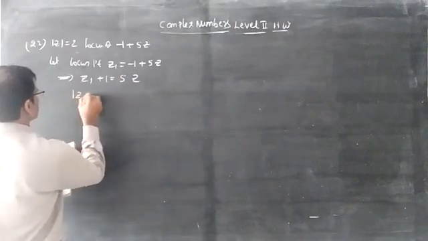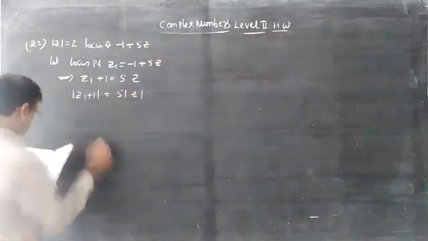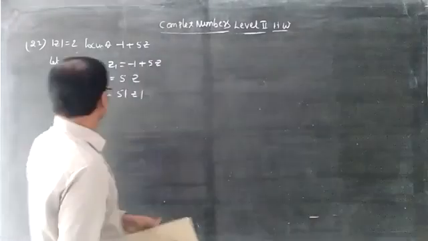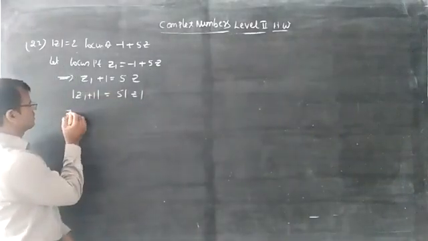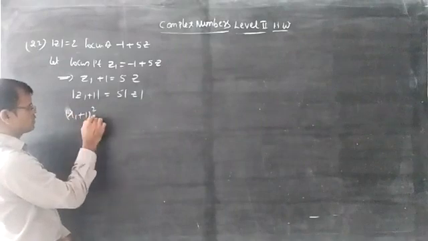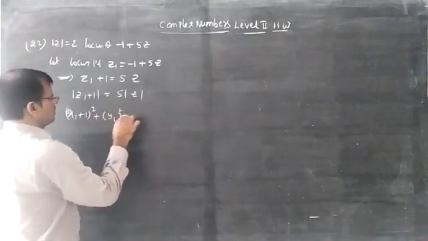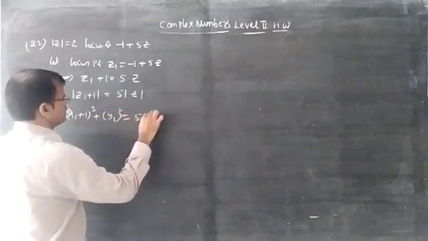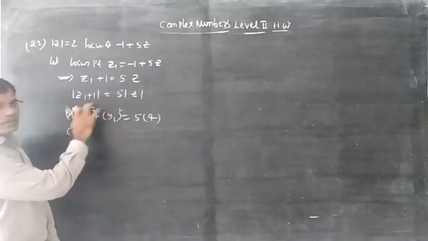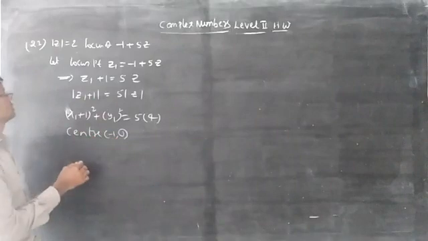By taking modulus, modulus of z1 plus 1 is equal to 5 into modulus of z. What he is asking, it is a circle with center. Of course, center we got minus 1 comma 0, directly can understand. x1 plus 1 whole square plus y1 whole square is equal to 5 into modulus of z whole square, which is 4. So this is a center, directly you can understand here minus 1 comma 0. So center is equal to minus 1 comma 0 here.